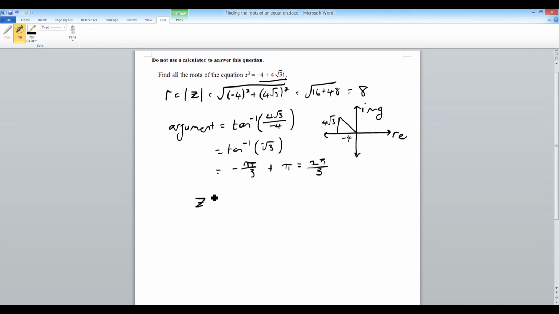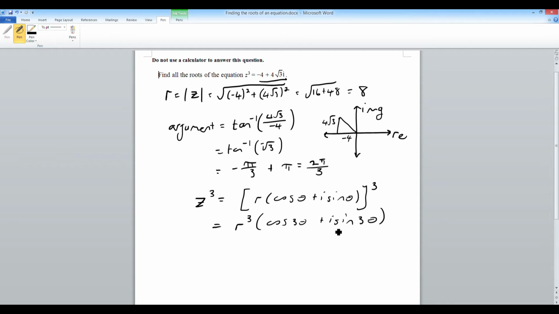If I have something like z cubed, my complex number cubed, I can use de Moivre's theorem. So let's write it out here. r for my modulus, and then of course I'm going to have cosine theta plus i sine theta, and then I'm going to have my power in this case. From de Moivre's theorem, we know that it is going to be r cubed and then cosine of 3 theta plus i sine of 3 theta. So this is the rule of de Moivre's theorem. We can see here where we are working towards.